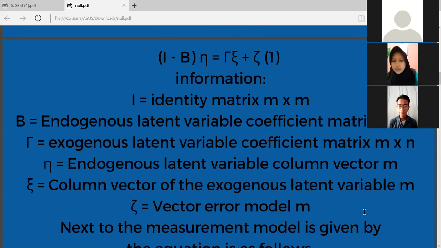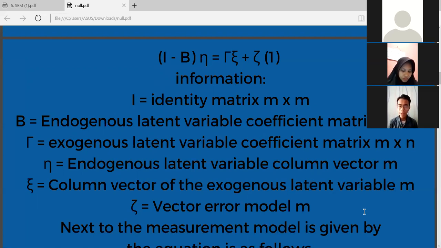So this is the formula. The formula is (I minus B) multiplied by eta equals gamma multiplied by xi plus zeta. The I is the identity matrix M multiplied by M.